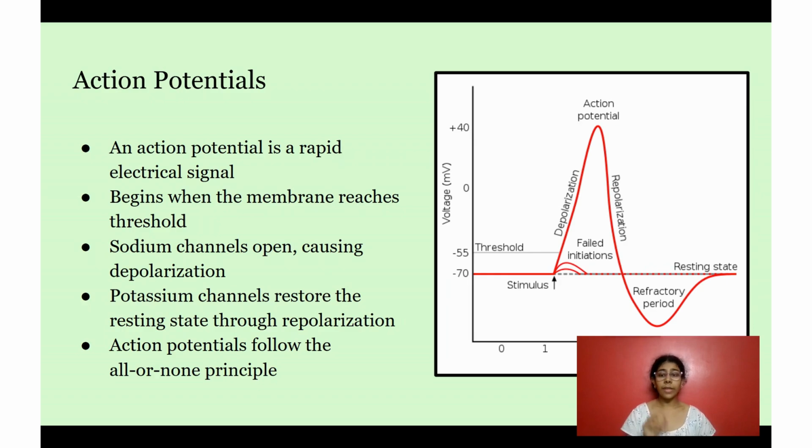However, it should be known that action potentials follow an all or none principle. So, in order for a full action potential to be executed, the full depolarization and repolarization process must occur. If it occurs halfway, then the electrical signal is not passed on to the next neuron.